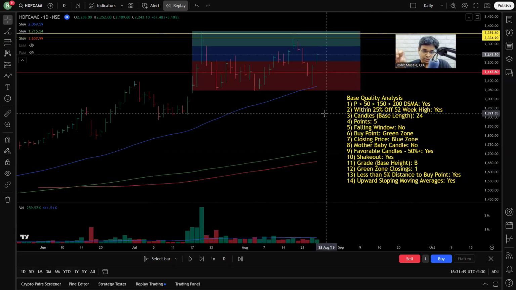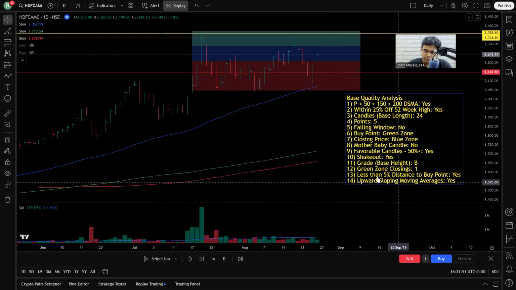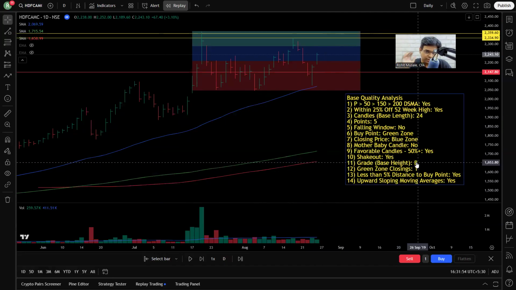Green zone closing becomes important when the grade is C or D. When the height of the base is more than 20%, 30%, 40%, that's when green zone closing becomes important. If it is A or B, it's not that important because the base itself is very tight. It means the stock hasn't corrected much from the top. So even if not many candles have closed inside the green zone, it's still fine.